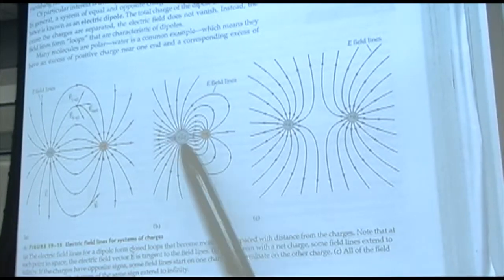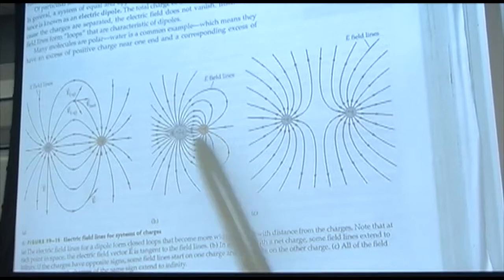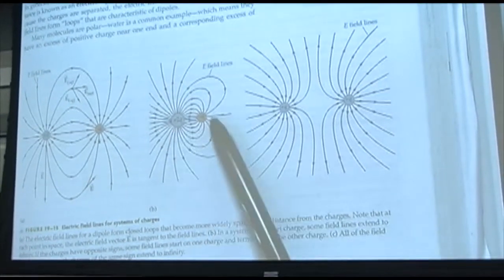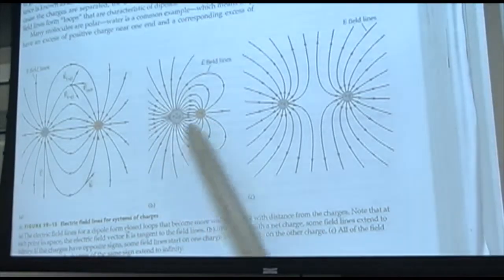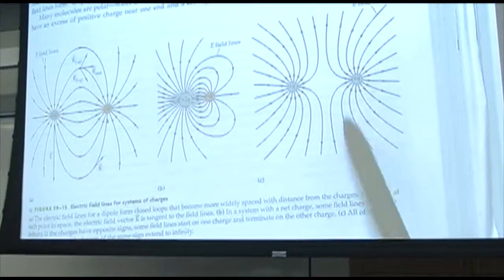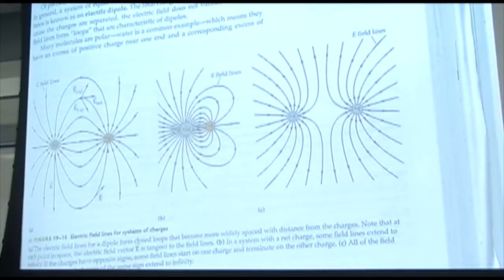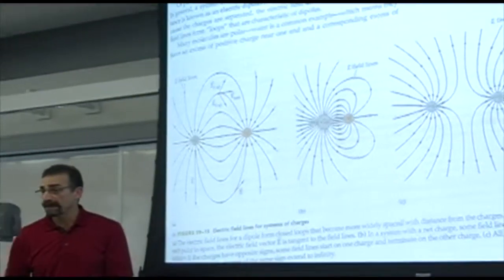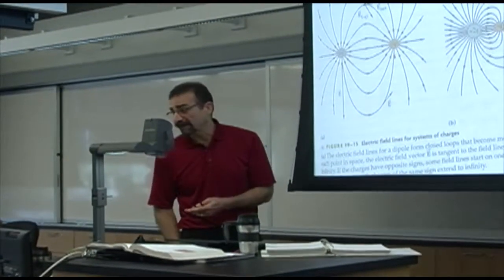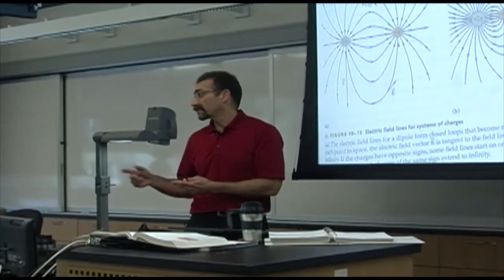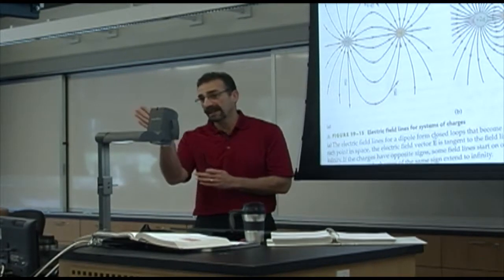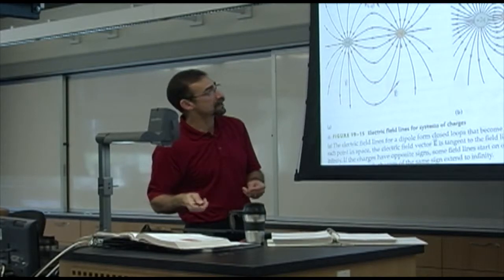Over here, one charge is twice as much as the other one. So if you count the lines carefully, you'll see twice as many field lines drawn there as on this one. These two are equal in magnitude, so the same number of field lines. So the number of field lines is proportional to the charge. The direction depends on which charge they're originating and terminating on, right? They come out from the positive charge, they go into the negative charge.